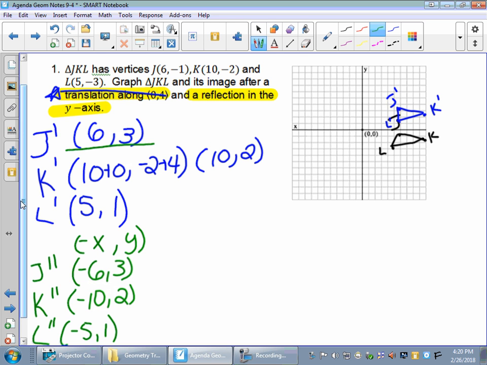Fantastic. Now, before I used to only have to have 2 figures on my graph. With compositions, I'm going to need you to draw all 3. That means I still need my J double primes. So if I keep going, I've got my J double prime, my K double prime, and L double prime.